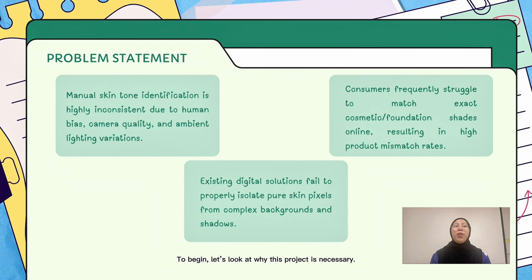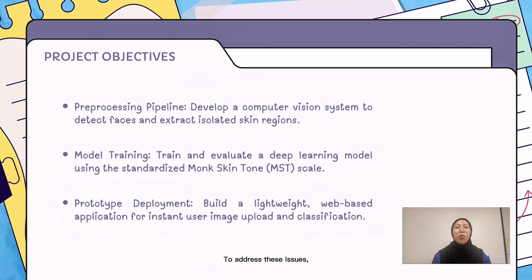To begin with, let's look at why this project is necessary. We know skin tone identification is highly subjective and inconsistent due to variation in room lighting, camera quality, and human bias. In industries like e-commerce, such as when consumers are trying to find the right makeup foundation online, users frequently struggle to find the exact shade, leading to incorrect purchases and product mismatch. Furthermore, current digital solutions commonly fail to isolate skin pixels from detailed backgrounds or shadows, which severely compromises classification accuracy.